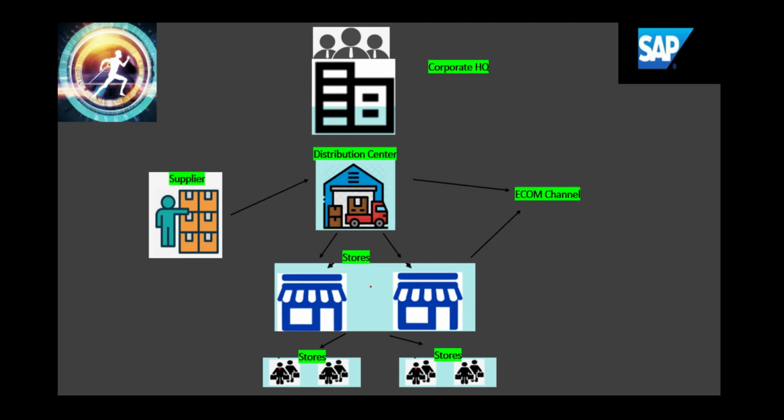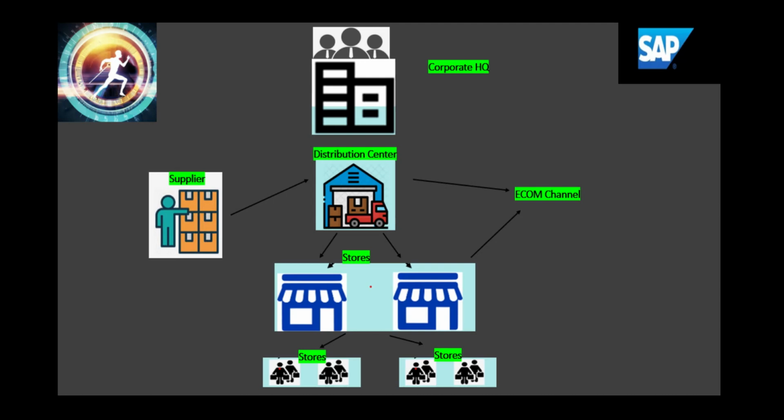In this case, we are going to see the retail landscape. Let's try to understand how this retail operation works. What are the various touch points or various entities upon which this retail operation is built? That is what we are going to see in this video.